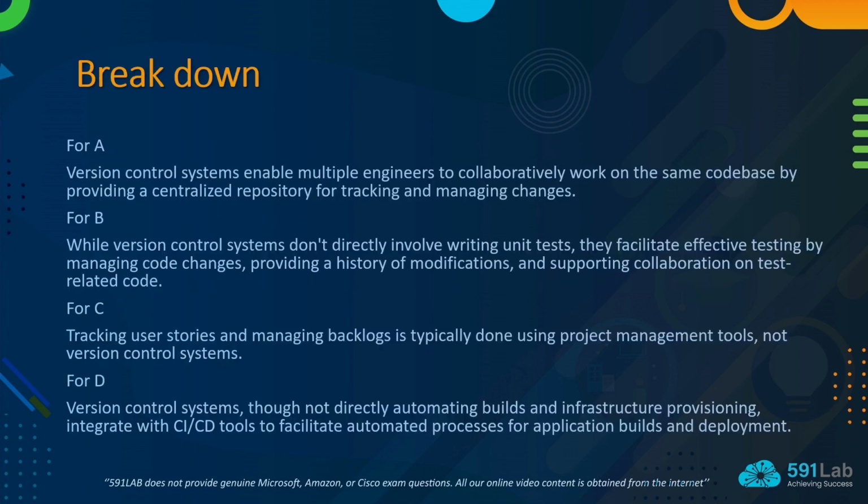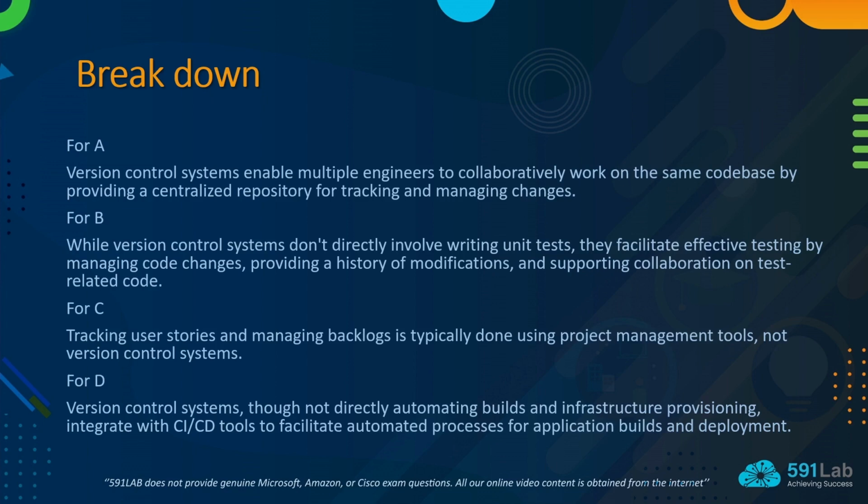So let's break it down. For option A, this is a significant advantage of version control systems. They enable cooperation among multiple developers by providing a centralized repository where everyone can contribute to the codebase. Version control allows developers to work on different parts of the code at the same time, merge their changes, and resolve any conflicts that may arise. So this promotes team collaboration and helps in managing changes to the codebase efficiently.